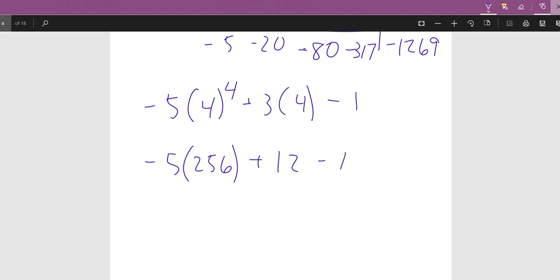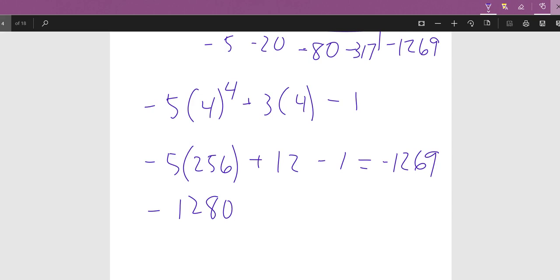I'll just type it. -5 times 256. I got -1280. Plus 12 minus 1. So, yeah, it does end up being -1269. Wow. Okay. At least we know we're right.